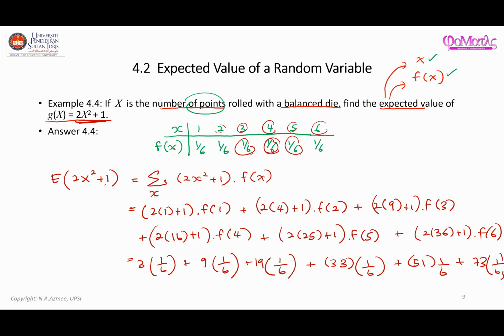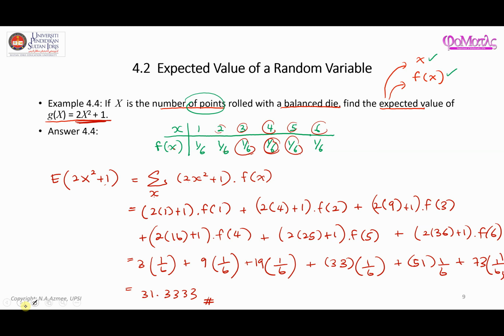Punch in these values into your calculator. You will be able to get that the expected value is going to be around 31.3333. Okay. So that's the process.